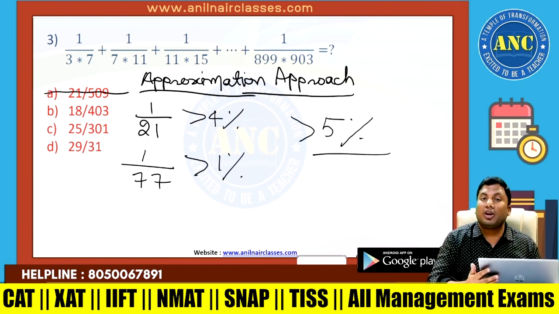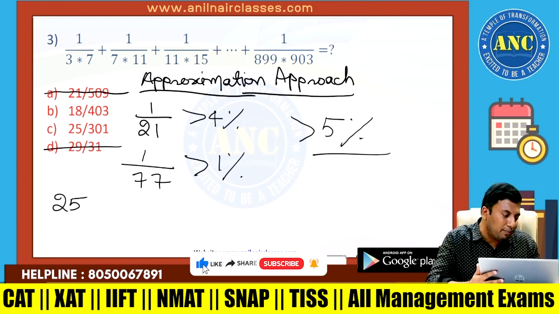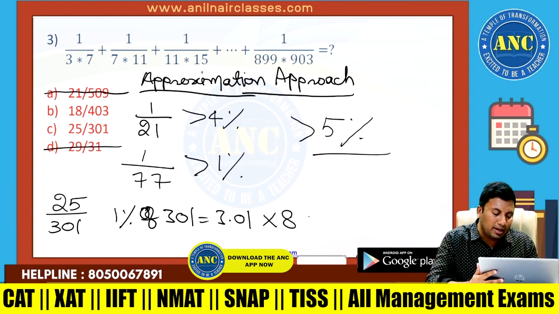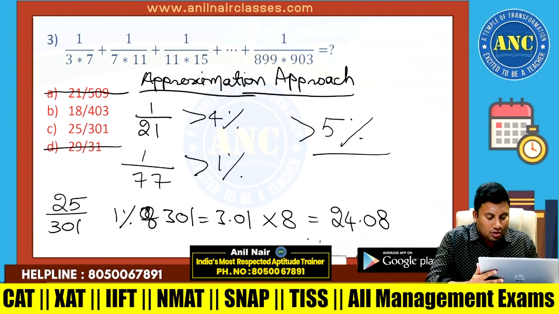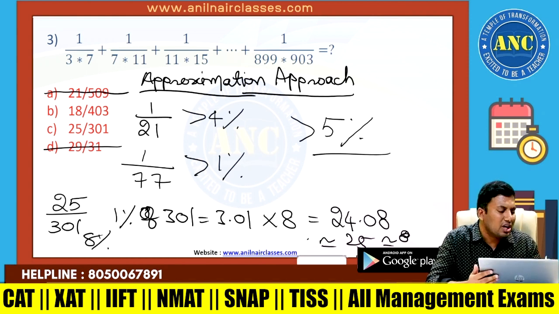We eliminated this because 509 is not a factor of 301. We eliminated this because it is not a factor of 301. So answer should be just greater than 5%. 25 by 301. 1% of 301 is nothing but 3.01. If I multiply by 8, it is 24.08, which is coming closer to 25. So 25 is closer to 8%, but I want just greater than 5%. So C is eliminated. The only option left is B.